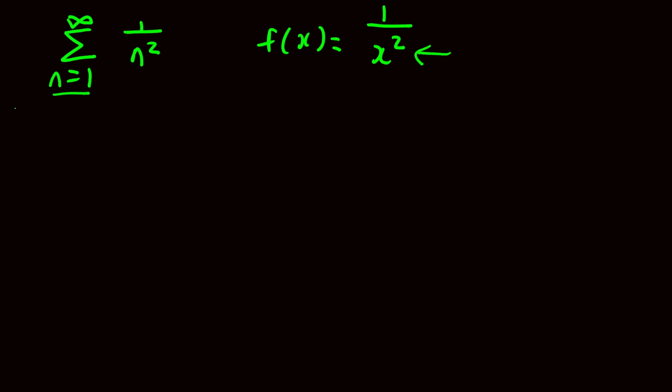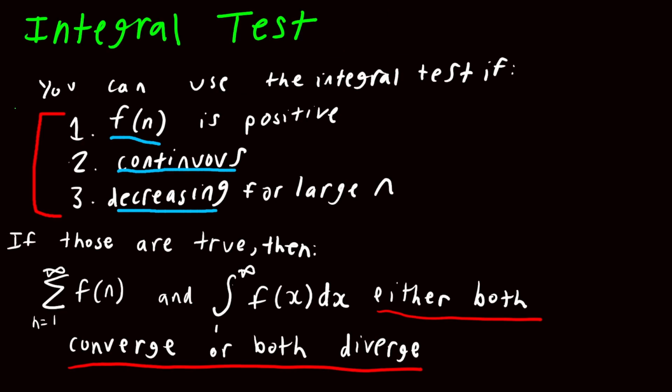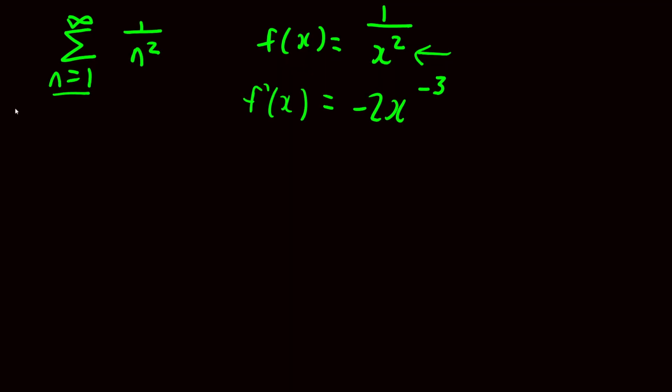Now, decreasing. There's a bunch of ways you can do this. You can either plug in the terms, or you can just do the first derivative and check to see if the first derivative is negative. So let's do that. f prime of x would be negative 2x to the negative 3. And obviously this is negative, right? We're starting at n equals 1, so it's going to be negative. That means our third condition is correct. It's decreasing, it's continuous, and it's positive. So now we can actually do the integral test.